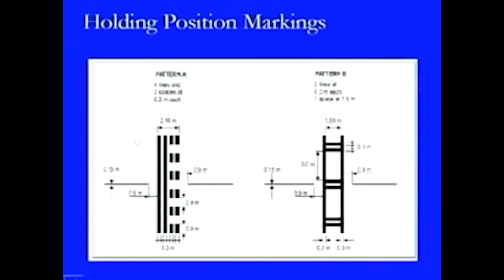This is the diagrammatic view of the holding position markings, and its elaborated condition by which we can provide. There are two ways in which it can be done, where two parallel lines with two segmented lines, whereas here it is two parallel lines which are joined together by a pair of perpendicular lines located towards the ends as well as the center.